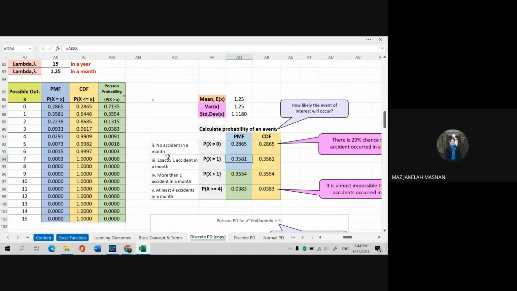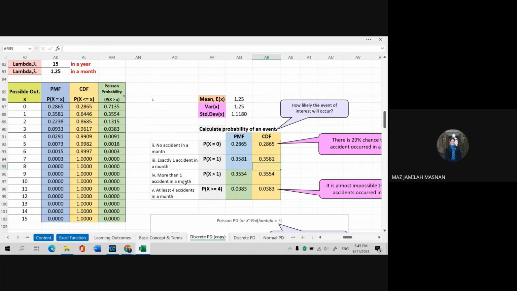Now, for the next question, exactly one accident in a month. So it will be exactly equal to 1 using the PMF. You got the answer over here. Now if you are using the CDF, it would be less than or equal to 1 minus less than or equal to 0. So you will get the same answer.